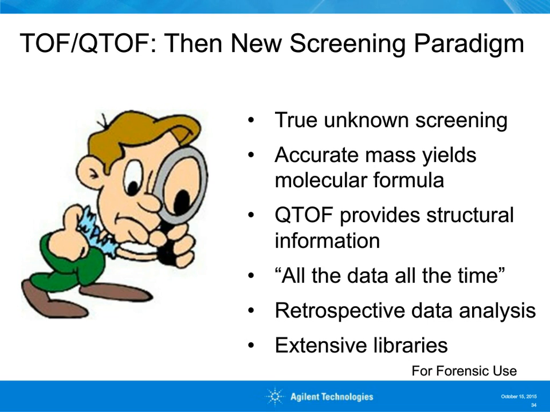The ability to measure accurate mass yields a molecular formula. And then to complement that molecular formula, the quadrupole portion of a QTOF provides structural information through fragmentation, just as in LC triple quad. Furthermore, these techniques provide all the data all the time. It screens the entire sample. There's no need to eliminate certain targets. One could look at everything in the sample so that if you may not find what you're looking for the first time around, the data is available for you to reinterrogate or to perform retrospective data analysis.